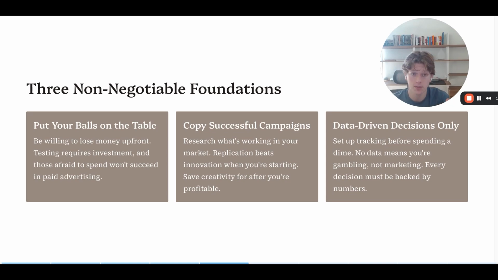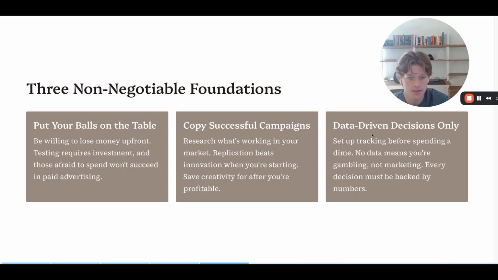It's just all the mindset that you have, right? You have to be willing and you have to have belief that when you do spend that money, you are going to make it back eventually. Okay. And that's just business. And that same thing applies here. Okay. So you need to be willing to put your balls on the table for lack of better terms. Okay. Copy successful campaigns, like I said.